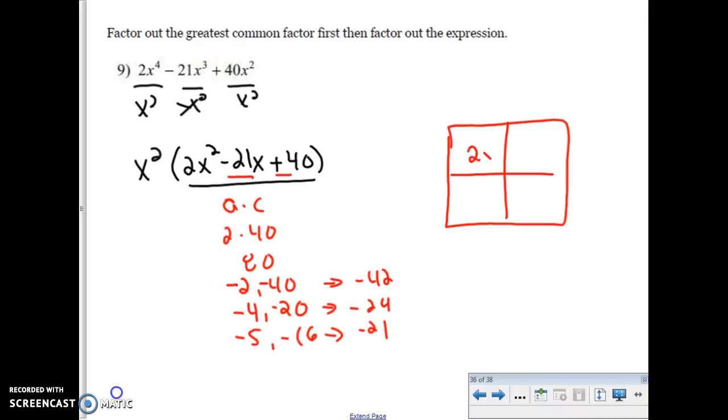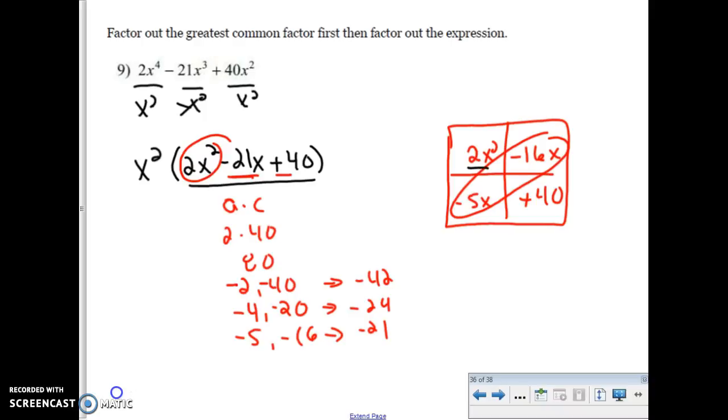So I have 2x squared. That's what ax squared is. Plus 40 goes in the lower right-hand corner. And what I'm going to put into these boxes is negative 5x and negative 16x. Because if I add those two together, I'm getting the negative 21 that I'm looking for. If you guys remember, what we do is find out the greatest common factor for each side of the box.